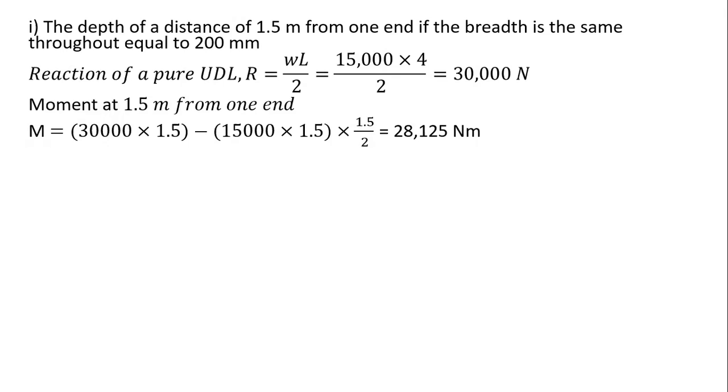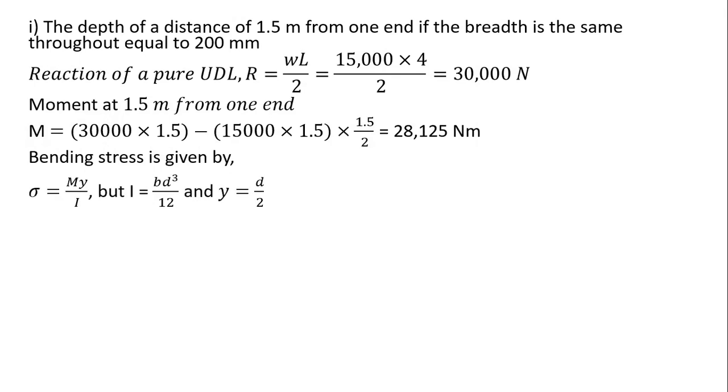So 1.5 over 2, and then we punch that in the calculator to get 28,125. This is our moment. This is our bending moment for this one. Then bending stress. The bending stress therefore becomes, we said, the stress, Y over I, coming from the bending equation.